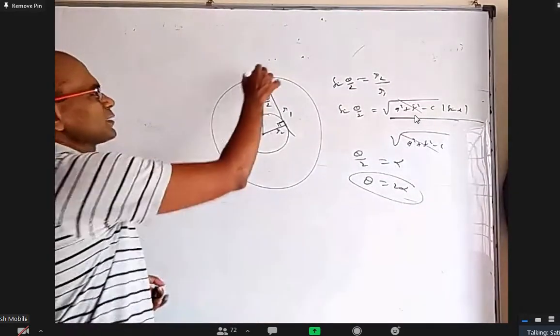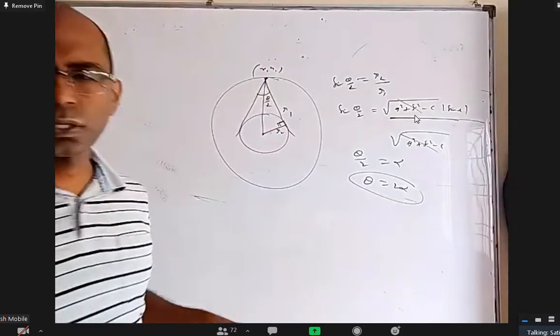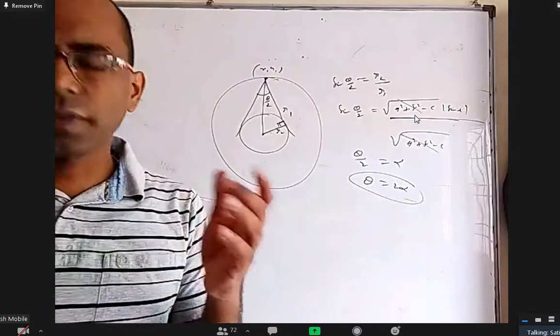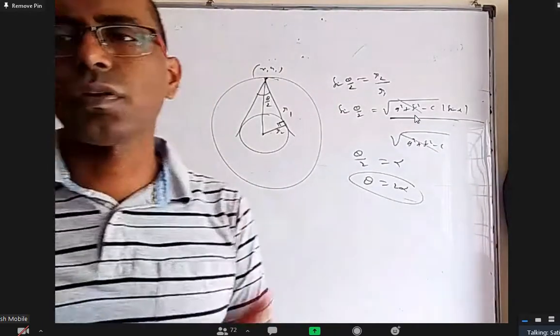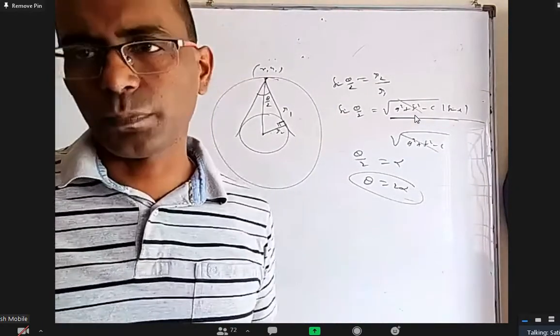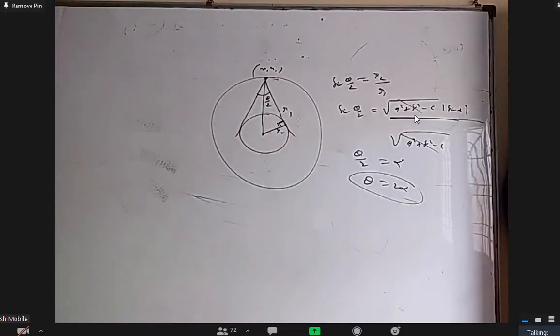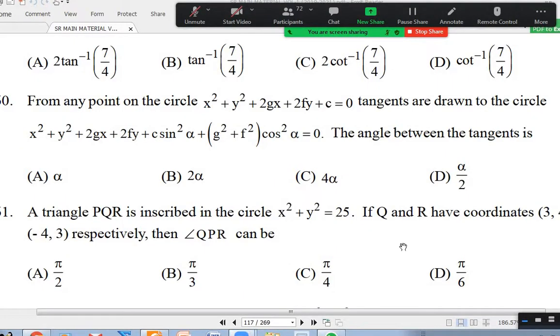Even if you don't realize that, simply take it as x1 y1 and use tan theta by 2 equal to r by root S11. But x1 y1 should satisfy these equations. So in the place of x square plus y square plus 2gx1 plus 2fy1, you will be able to substitute minus c. From that also you can get. Is it okay for 60? Yes, sir. Okay. Anybody else have any doubt up to 60?